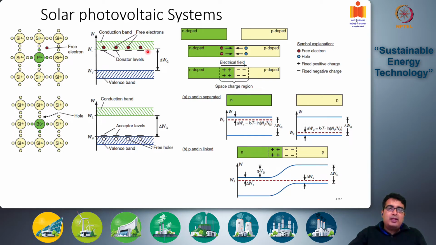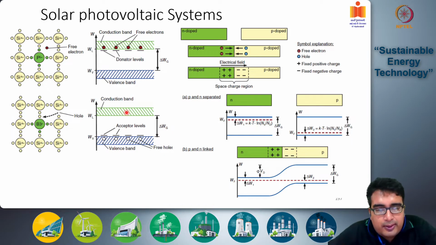In this case, you have donor levels close to the conduction band, which are donating electrons to the conduction band, and acceptor levels close to the valence band, which are donating holes to the valence band. Okay. So this is the p-type and n-type semiconductors.